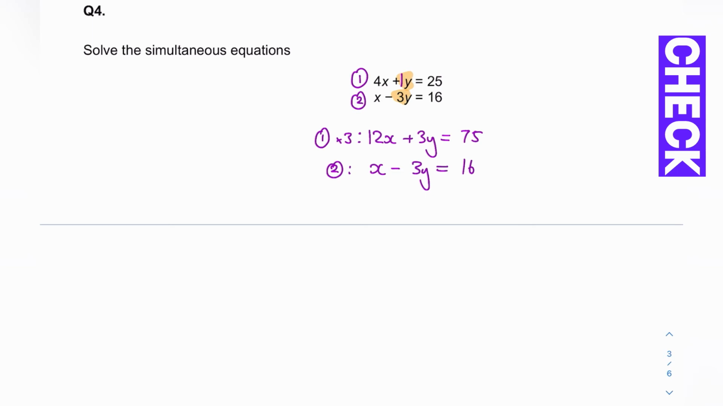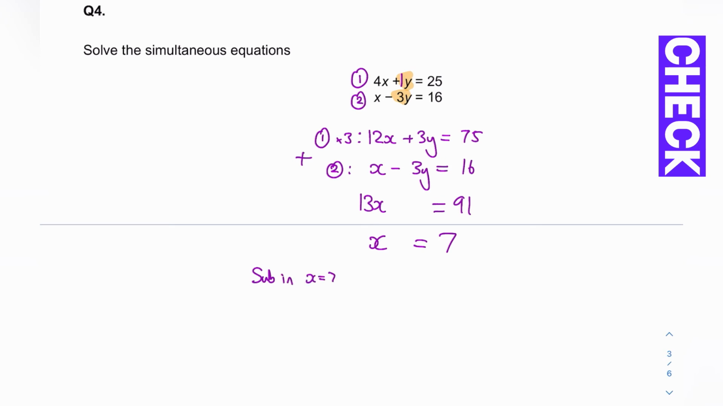So now we need to have a look at the signs in front of the coefficient of y. We've got positive 3y and negative 3y. So because our signs are different, we would need to add these together. 12x plus x is equal to 13x. 3y add negative 3y is 0. And 75 plus 16 is equal to 91. What we'd now need to do is divide by 13. That's equal to 7. Now we've got x equals 7, we're going to substitute that in.